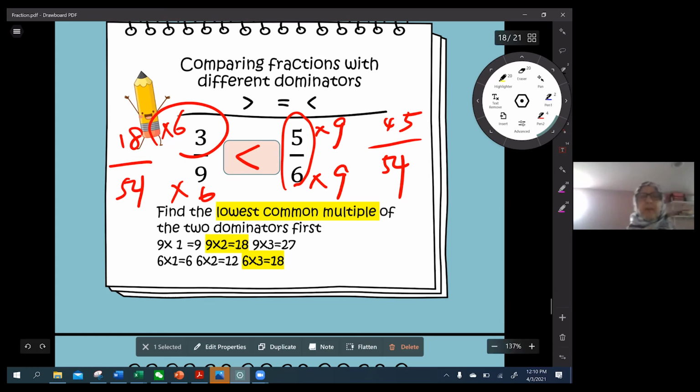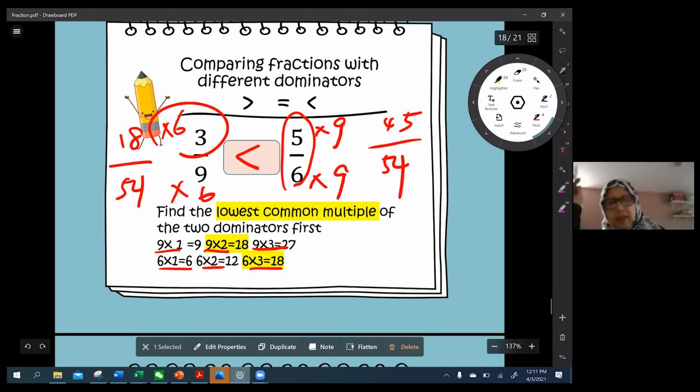So this is a second method you can use. The first one is to keep multiplying by 1, 2, or 3 until you find the common multiples. The second method is multiply with each other. Now there's a third method coming up. Actually, there are 4 methods. Let's see if we can get to 4 methods, all right?